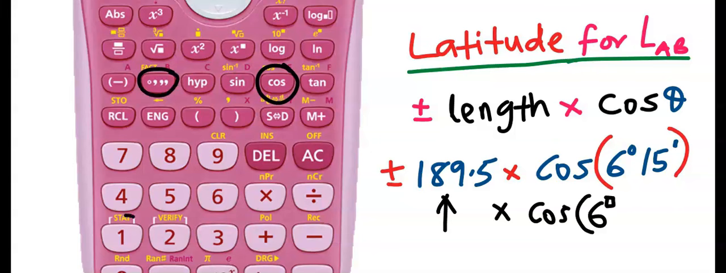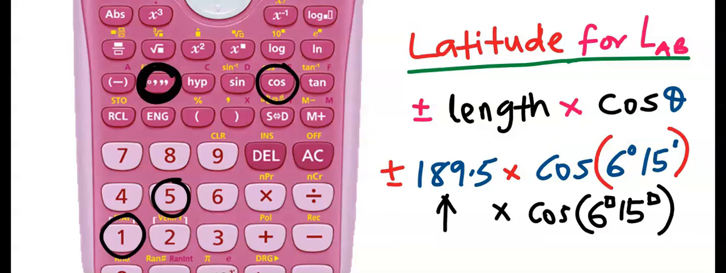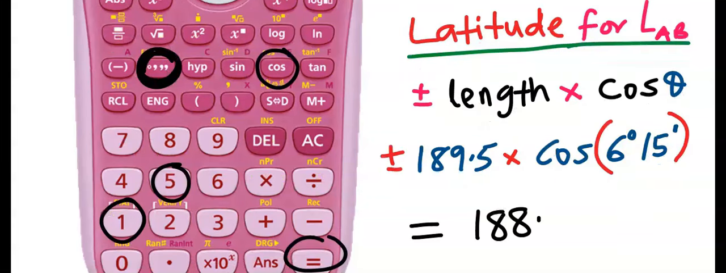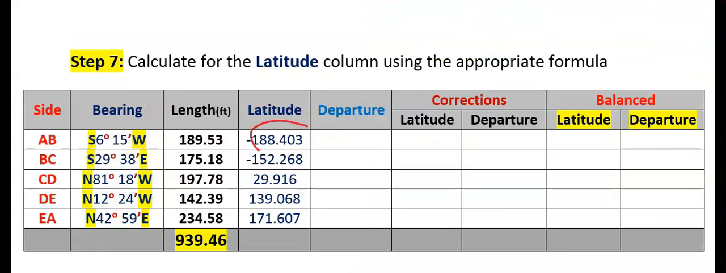Next, you're going to press 15, and next you're going to press this again, and you're going to have this. Close the bracket, and press the equal sign. If you do this correctly, you are going to get 188.403. It must be to 3 decimal places.